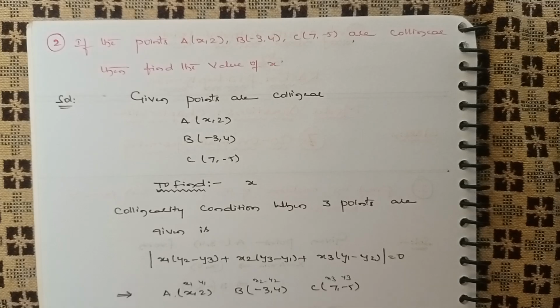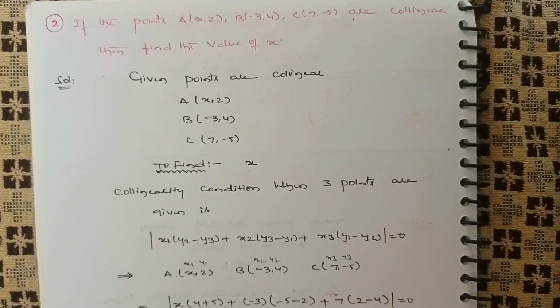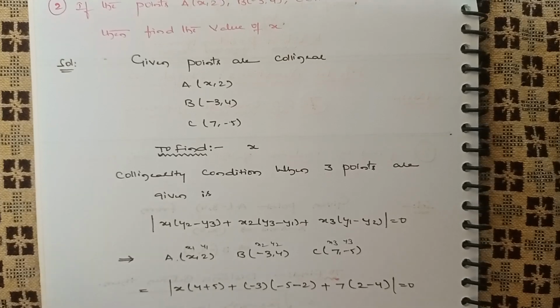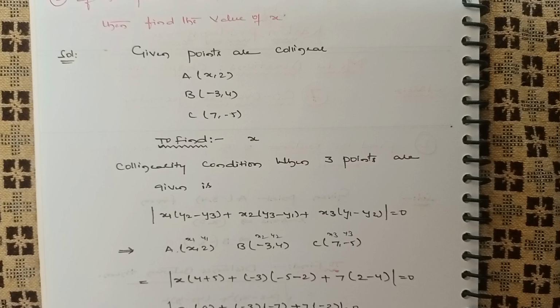So what is given here? If the points A(x, 2), B(-3, 4), C(7, -5) are collinear, then find the value of x. So first take down the given points A(x, 2), B(-3, 4), C(7, -5). We need to find the value of x, guys, with the help of the collinear condition. Given that the points are collinear.